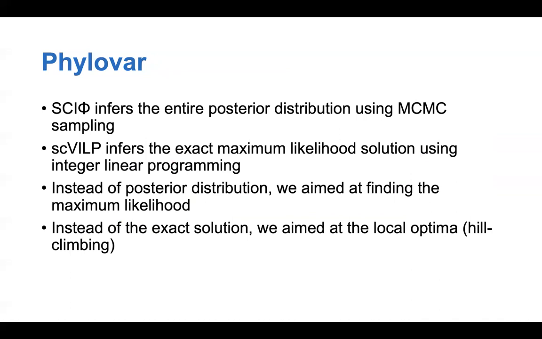So we wanted to simplify the scheme and get rid of the extra work that the other methods perform. For example, we know that SciPhy estimates the entire posterior distribution, and SCVilp finds the exact solution with maximum likelihood using integer linear programming. Instead of posterior distribution, we aimed at likelihood estimation, and instead of the exact solution, we decided to find the local optima using a hill climbing algorithm.